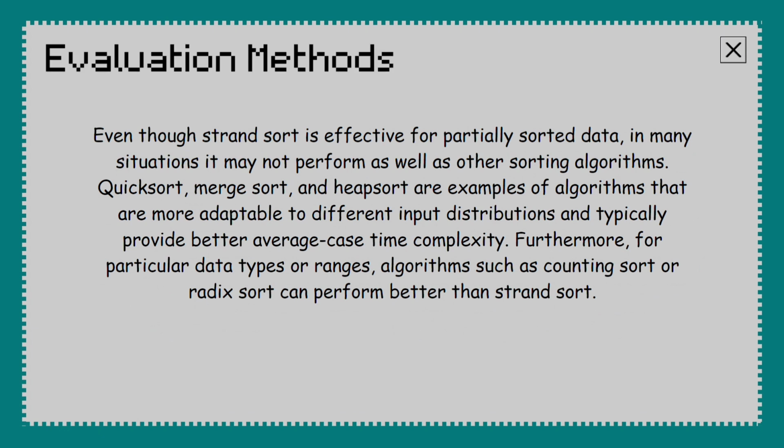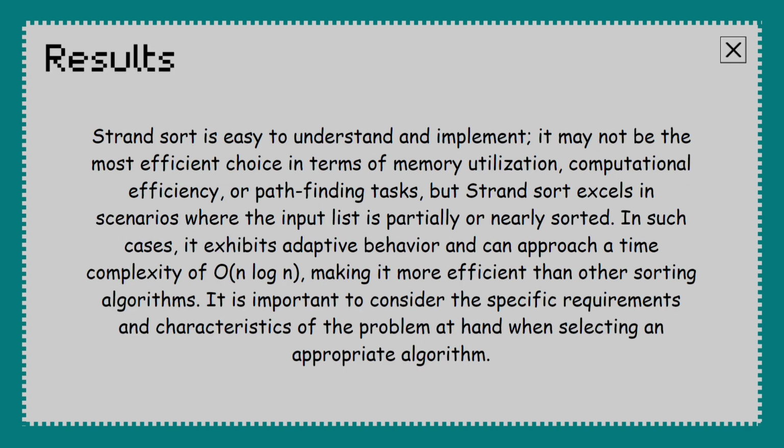Evaluation methods. Even though strand sort is effective for partially sorted data, in many situations it may not perform as well as the other sorting algorithms. Quicksort, merge sort, and heap sort are examples of algorithms that are more adaptable to different input distributions and typically provide better average case time complexity. Furthermore, for particular data types or ranges, algorithms such as counting sort or radix sort can perform better than strand sort. Results. Strand sort is easy to understand and implement.